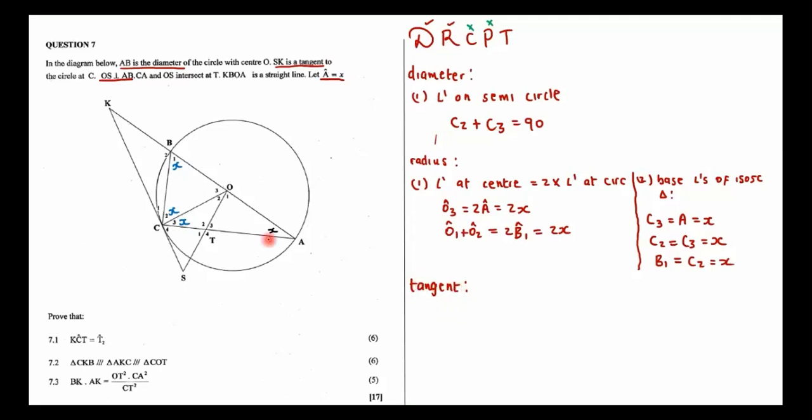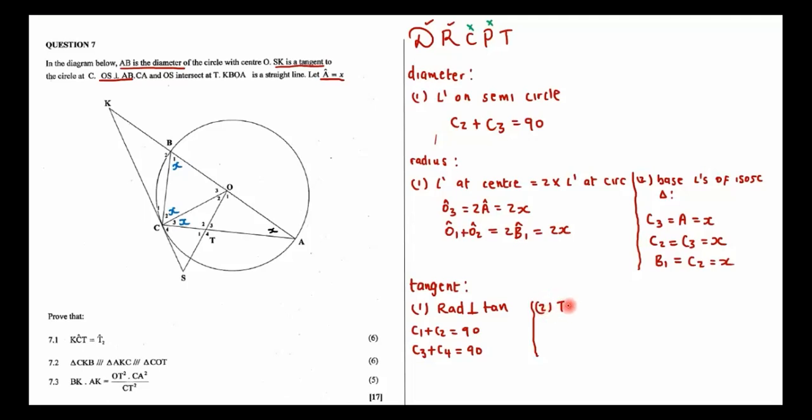So with the tangent, of course, we can see that we have KS or SK as a tangent. Which means number one, we have our radius there, perpendicular to the tangent. So that will then be C1 plus C2 is 90, and also C3 plus C4 is also 90.